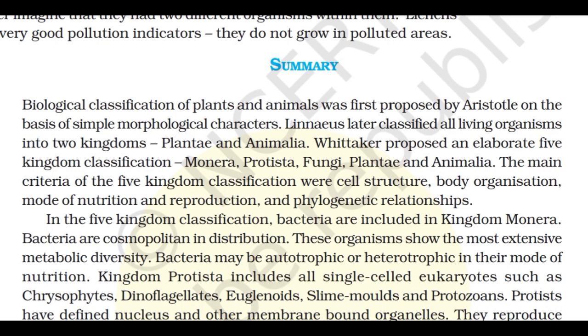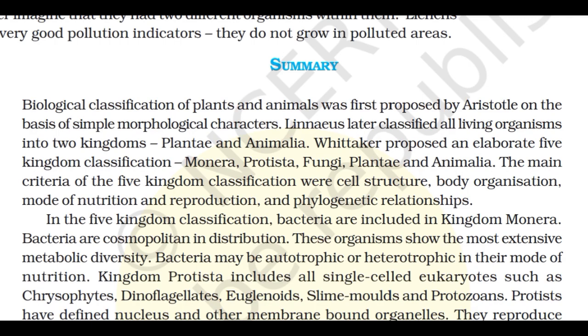Summary. Biological classification of plants and animals was first proposed by Aristotle on the basis of simple morphological characters. Linnaeus later classified all living organisms into two kingdoms, Plantae and Animalia. Whittaker proposed an elaborate five-kingdom classification: Monera, Protista, Fungi, Plantae and Animalia. The main criteria of the five-kingdom classification were cell structure, body organization, mode of nutrition and reproduction, and phylogenetic relationships. In the five-kingdom classification, bacteria are included in kingdom Monera.